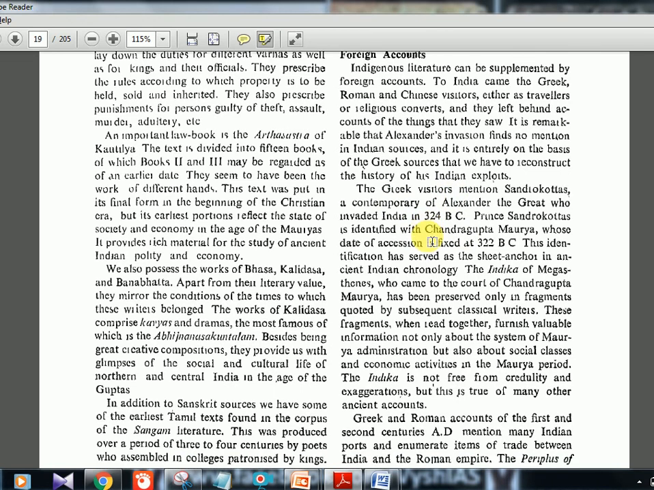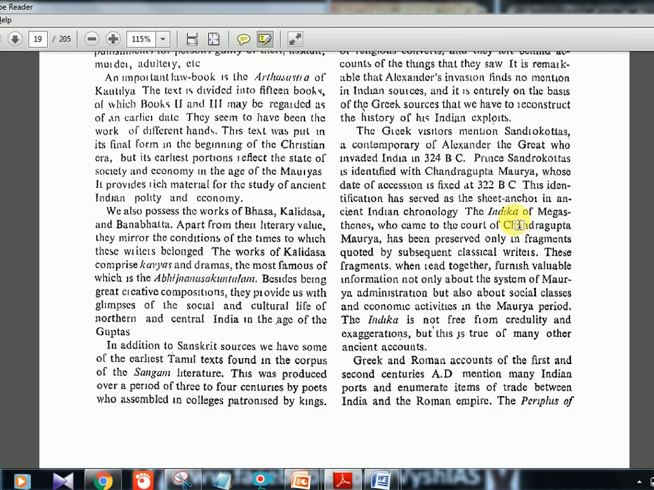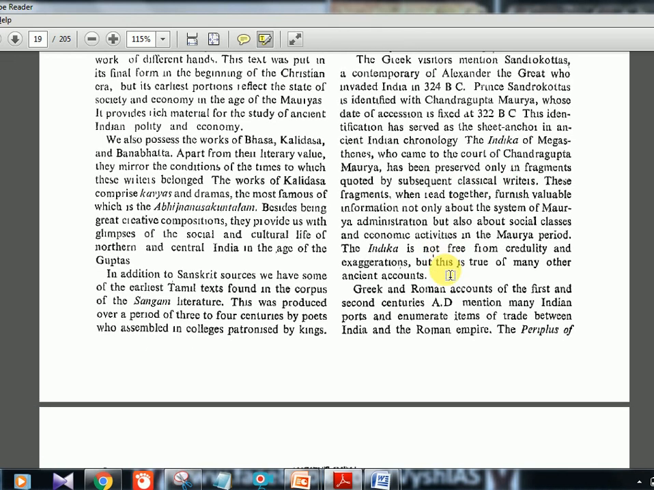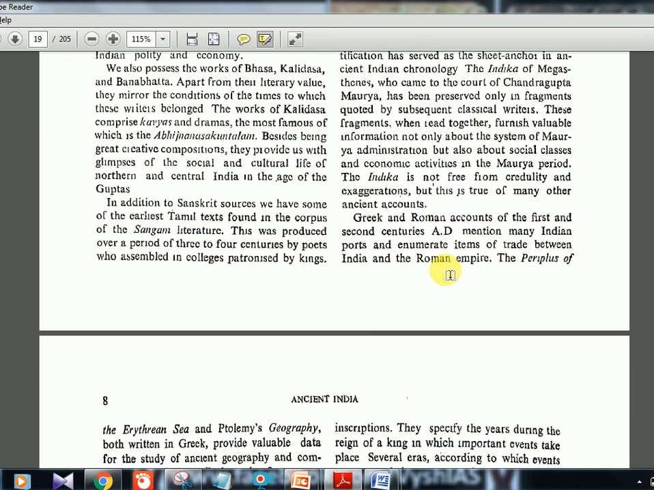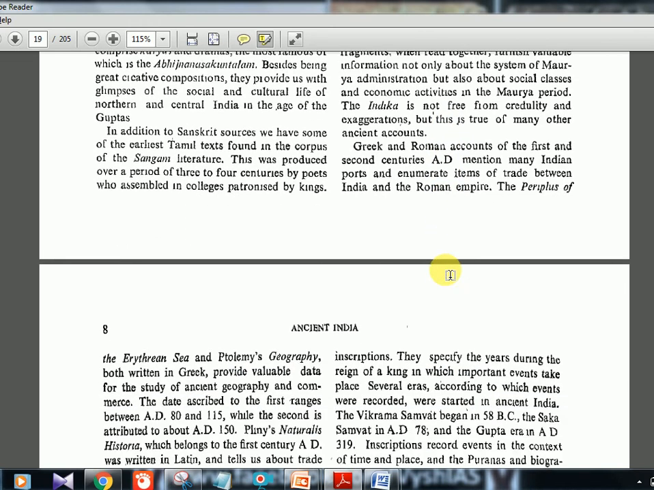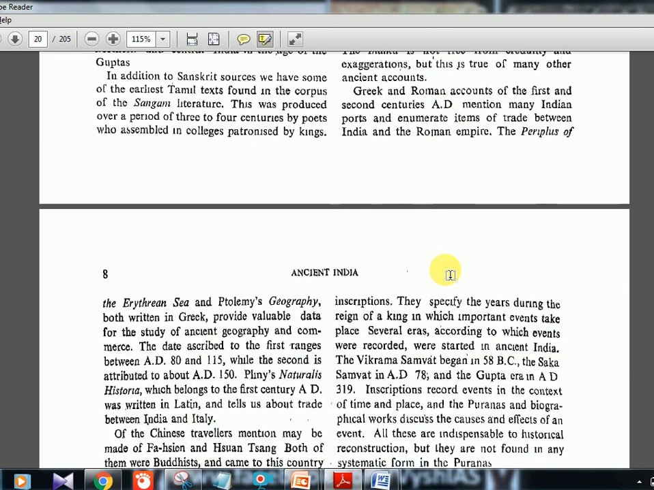Another name you have to know is Indica. Again, for India, they said Indica. That's all. Indica, Megasthenes. Megasthenes was again contemporary to Chandragupta. He came to his court. He was a part of the court of Seleucus Nicator, who was a Greek ruler. He visited India, and then he wrote a lot of things about Chandragupta Maurya. So we have a lot of information based on their textbooks only, not what Indians wrote. These Greek people wrote great things about this Mauryan dynasty. That is why we know.